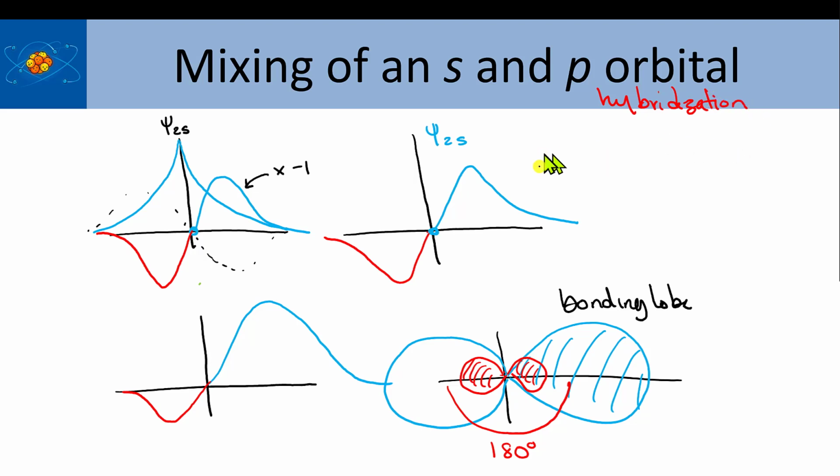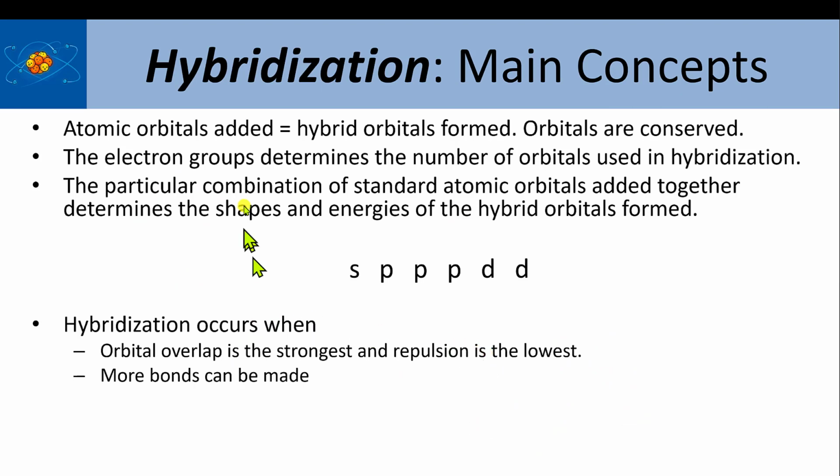And really what we're allowing to happen is we're allowing the atomic orbitals on a single atom to interact both constructively and destructively. And when that happens, what we end up with is 2 new orbitals that are coming from 2 orbitals. So this is kind of a summary of the main concepts.